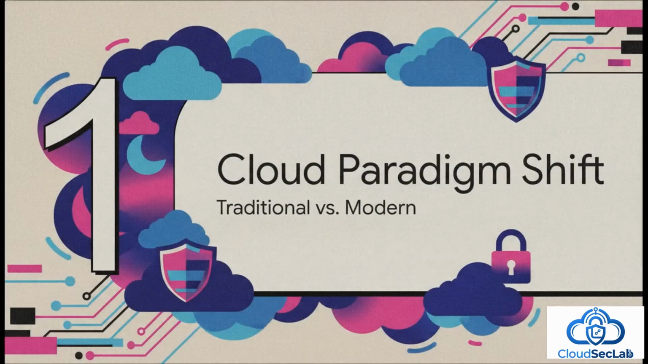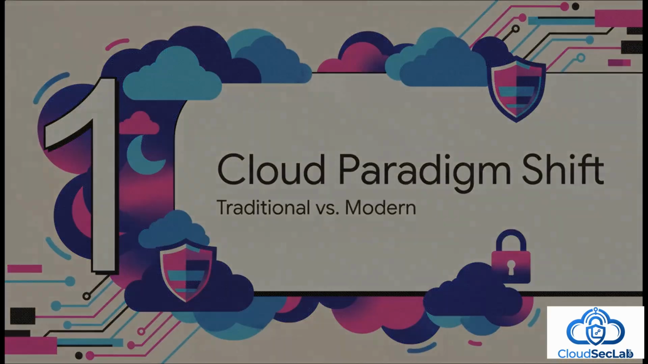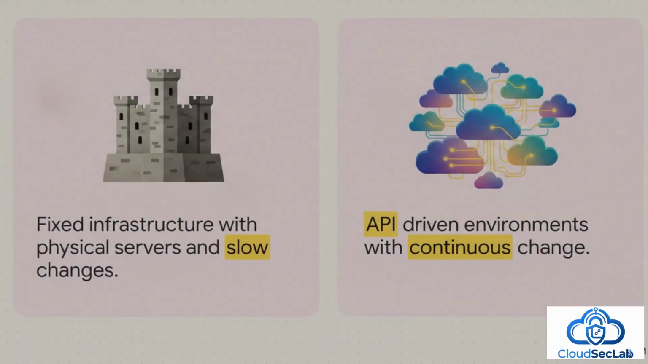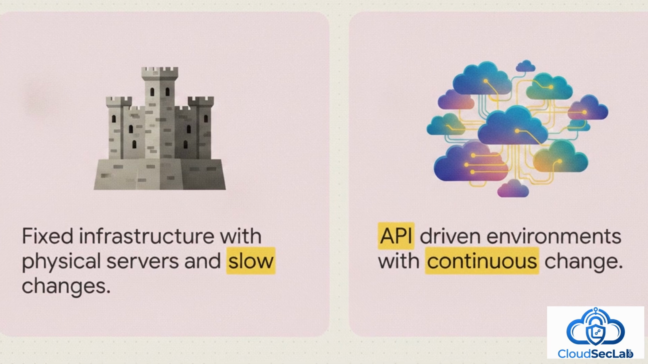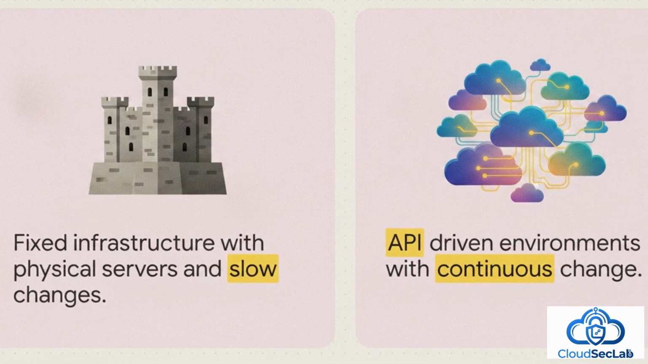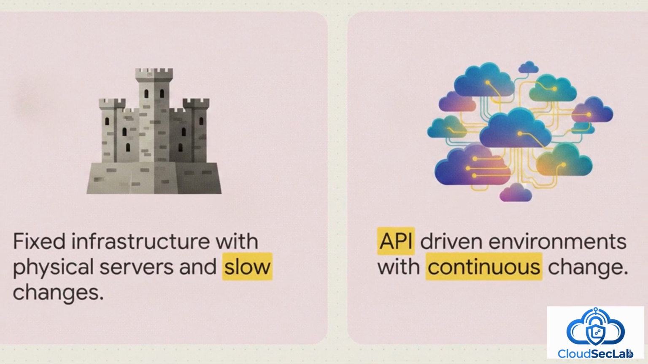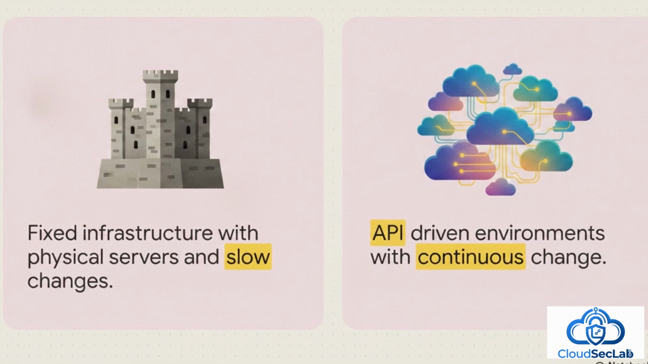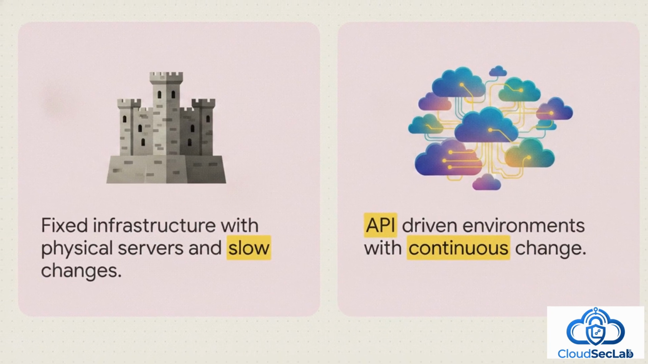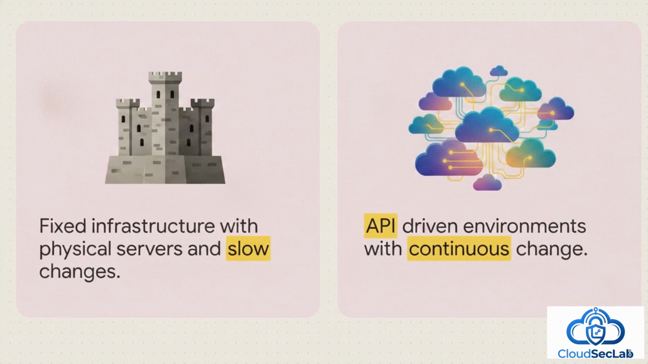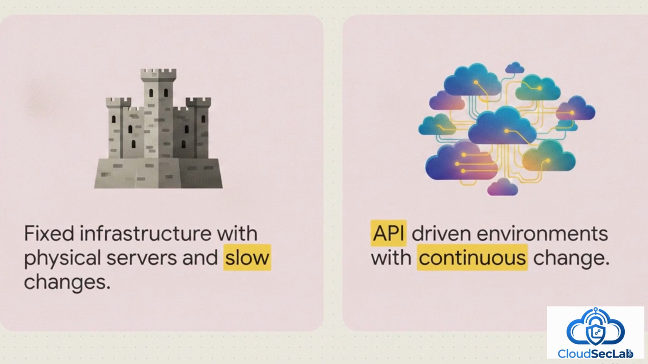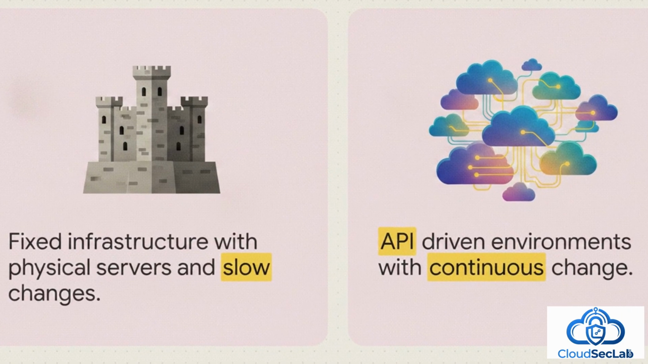All right, Section 1, the cloud paradigm shift. Okay, let's dive into this first major concept. To really wrap our heads around the cloud security threat landscape, we have to contrast it with what came before. Think of a traditional data center as a super rigid castle and moat type system. The servers are physical, they're locked down in a building, changes happen at a glacial pace, and security teams know exactly what hardware is sitting in the racks.